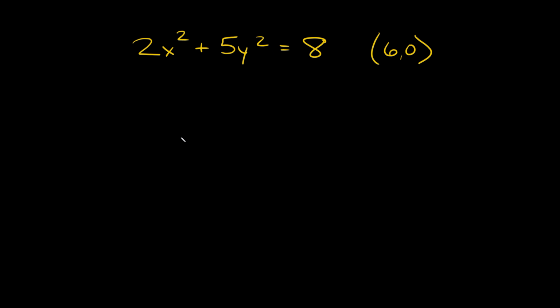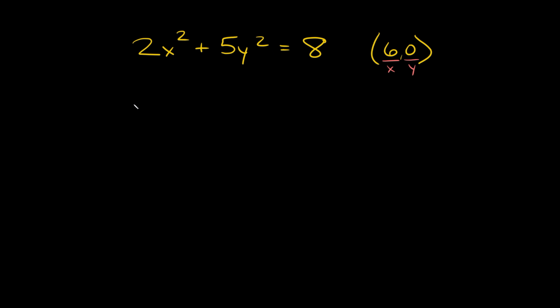All right, here's the last one we're going to try. So we have 2x squared plus 5y squared is equal to 8. And this time we want to check if this point (6, 0) lies on the graph of this equation. All right, so here our x is 6 and our y is 0, right? So let's plug those in.